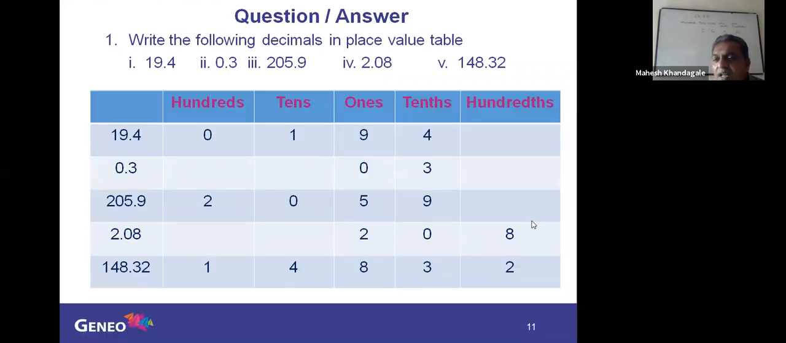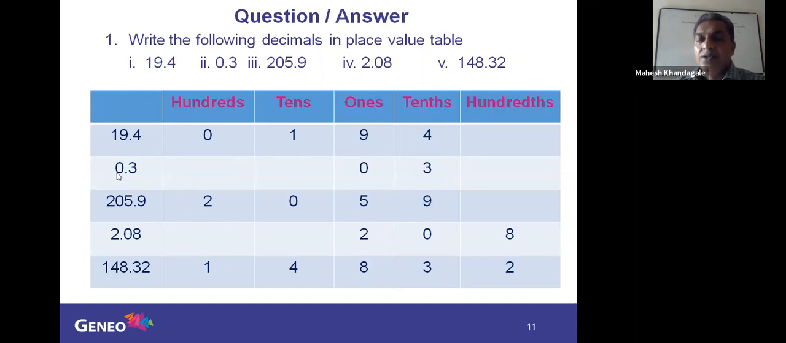So the answers are like this. See, 19.4. There is nothing in the hundreds place, so I'll write 0. No need to write 0 also. Directly write the tens digit, 1, ones digit is 9, and tenths digit is 4. So accordingly we can enter the digits.